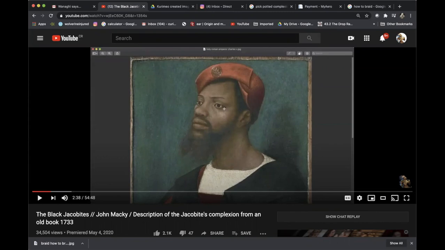This is from my video, The Black Jacobites, John McKay or McKee. Description of the Jacobite complexion from an old book, 1733. In this book, we read from it, and they're describing all these Jacobites with a complexion being black, black or brown complexion. But in this part of the video, in the beginning, I just wanted to go over what Benjamin Franklin again said in his time about what the Europeans really look like, most of them.